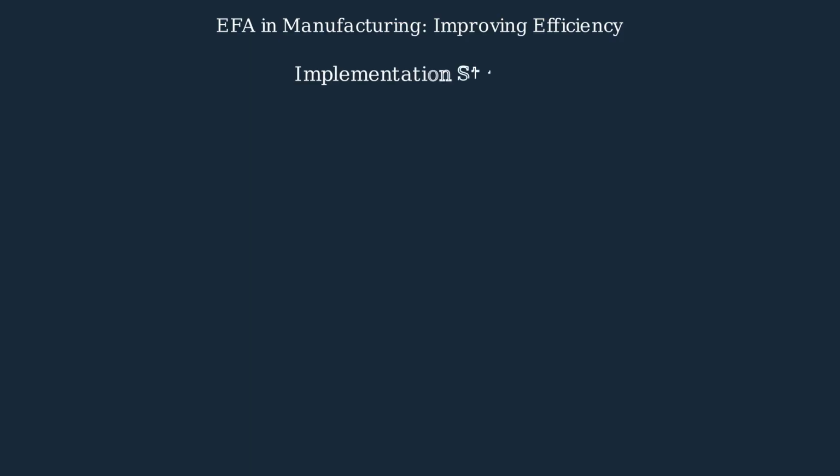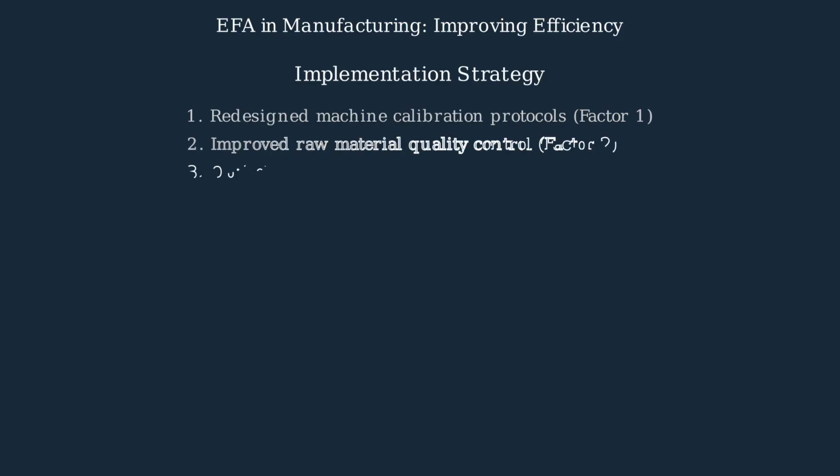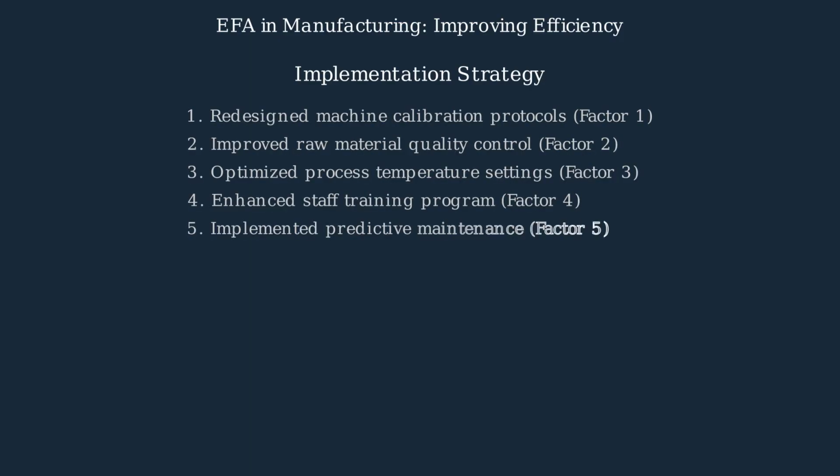Based on the EFA results, the facility implemented targeted strategies for each key factor, redesigning machine calibration protocols, improving raw material quality control, optimizing process temperatures, enhancing staff training, and implementing predictive maintenance.